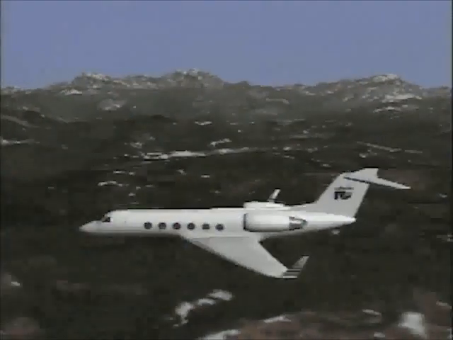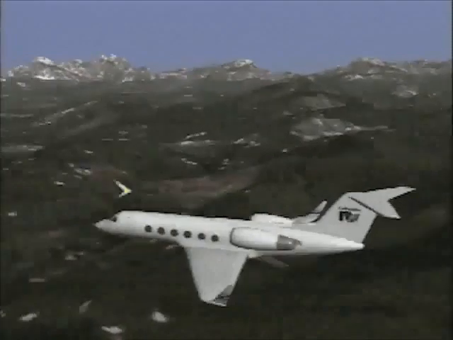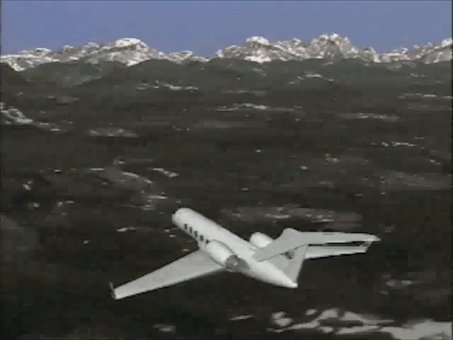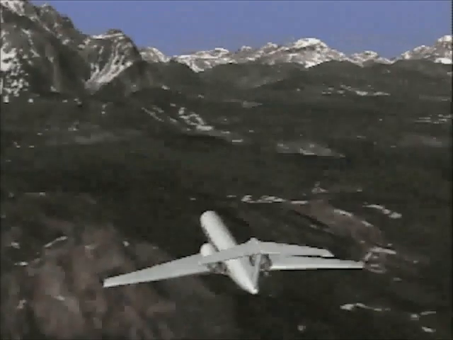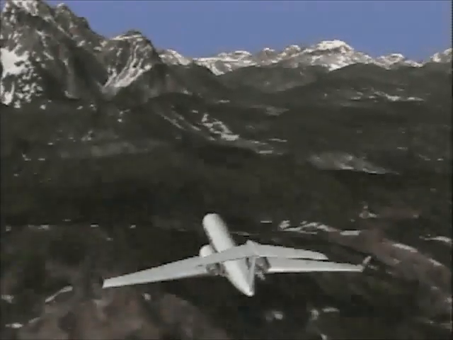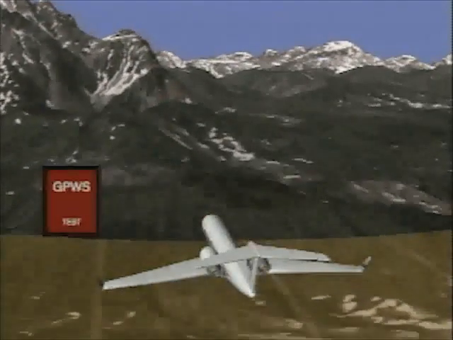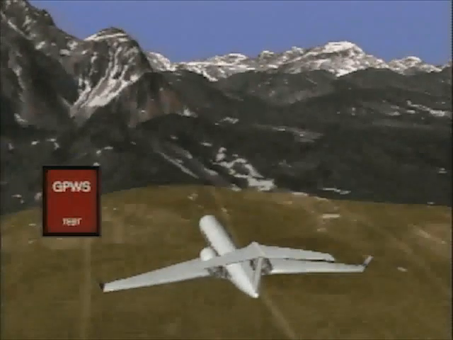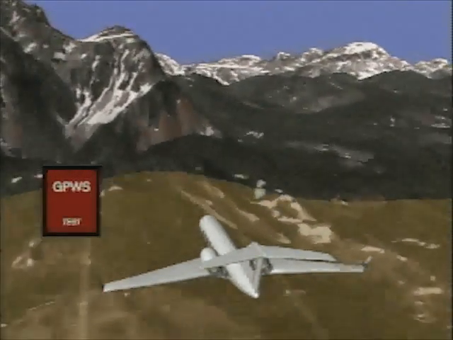Mode 2 warns flight crews of excessive closure rates with rapidly rising terrain. Using airspeed, rate of descent, and radar altitude, GPWS compares terrain below the aircraft to the flight path. If terrain rises significantly within 2,000 feet of the aircraft, a closure rate is measured. When the closure rate shows danger to the aircraft, the red GPWS warning lamp will illuminate, and the voice alert "Terrain, terrain" will be heard.